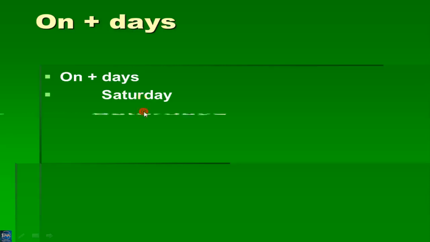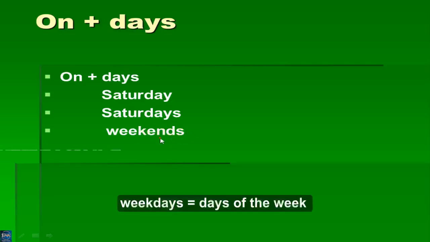On plus a day, on Saturday, on one day. I work on Saturday. On Saturdays, every Saturday. I work every Saturday, I work on Saturdays. British, American, on Saturday, on Saturdays. On weekends, American, on weekends. Weekends, days of the week that we don't work. We don't work on weekends. The weekend in Egypt is Friday. Weekdays, days of the week.